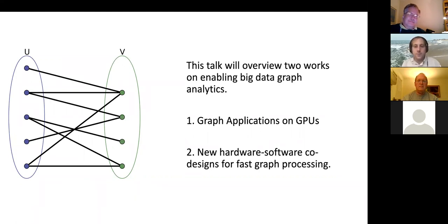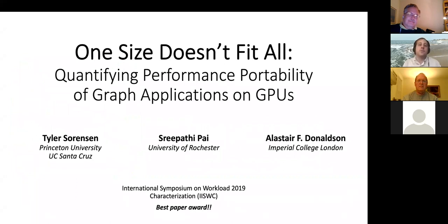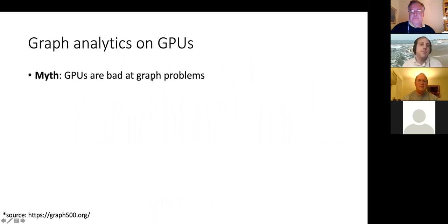Okay, cool, let's move on. So I'm going to do a brief presentation. This is our paper. We published this in IISWC, which is the International Symposium on Workload Characterization, 2019. We actually won a Best Paper Award for this work. I did this with a collaborator, Sreepathi Pai at University of Rochester, and my PhD advisor, Alastair Donaldson, who is at Imperial.